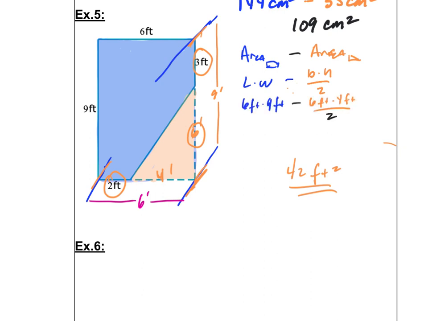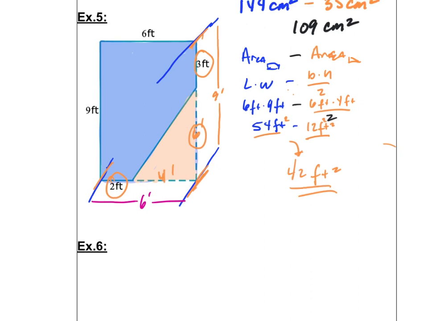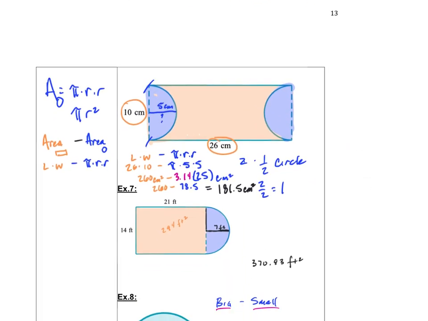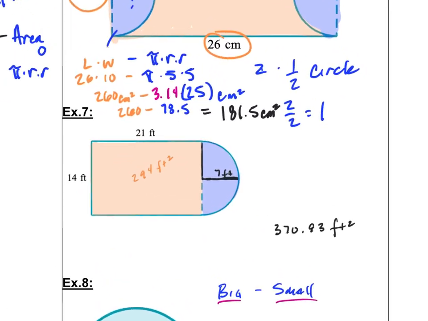So now we're just going to plug those numbers in. We have 6 feet by 9 feet, which is 54 feet. And then we're going to subtract the 24 divided by 2, which is 12 feet. And this is squared. We've got to make sure we remember that's squared. And 54 feet minus 12 feet squared is 42 feet squared. Good. So then we did this one. Now let's look at this one.